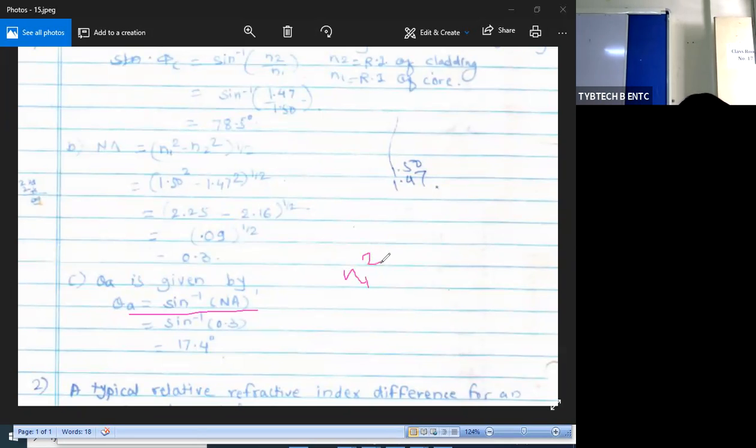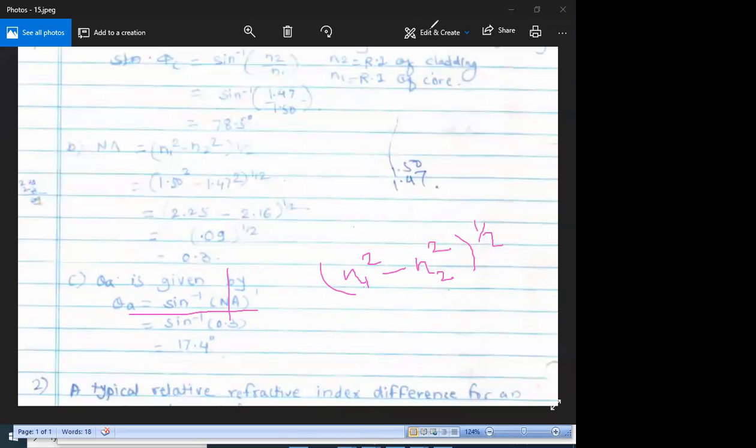N1 square minus N2 square. I hope everyone understood the first step. N1 square minus N2 square, bracket raised to 1/2. What is the value of 1.48 square? This numerical I am not talking about. Just wait one minute.